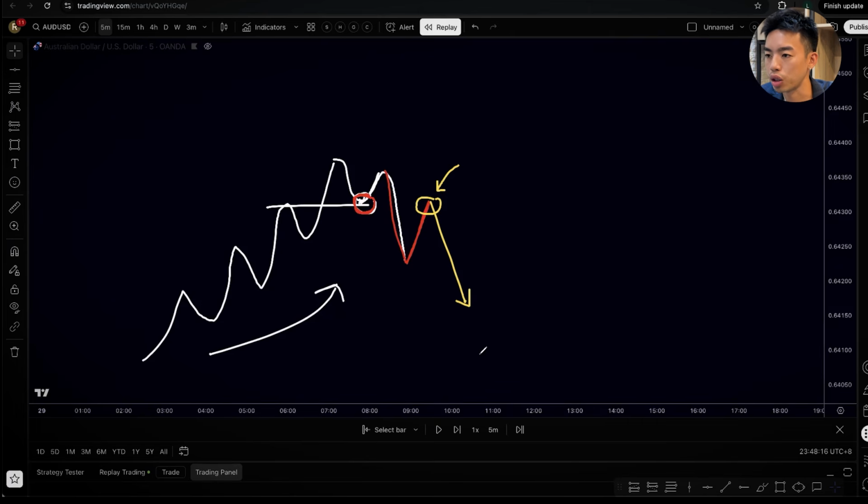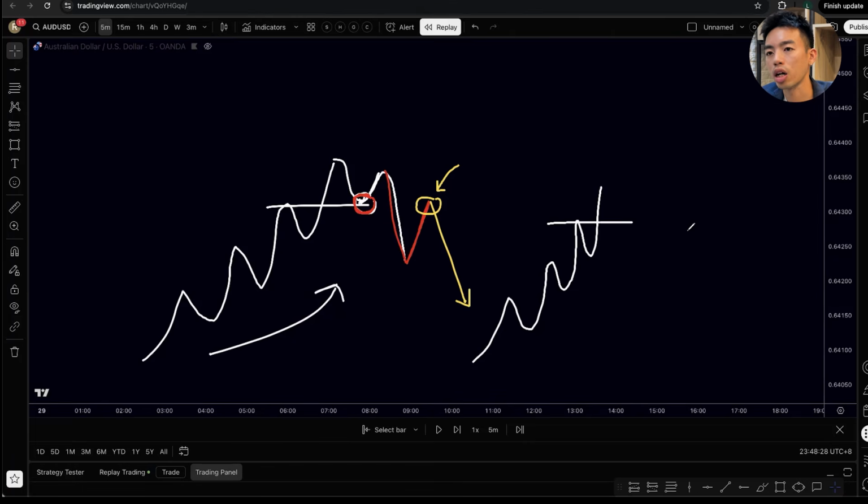Same kind of situation where we have a clear established uptrend. Again, in a clear established uptrend, people are going to be looking for a buy at support equals resistance. Now, it doesn't matter how they're going to be buying.